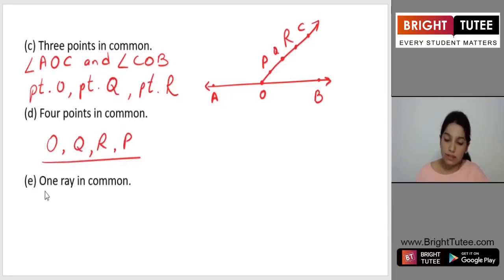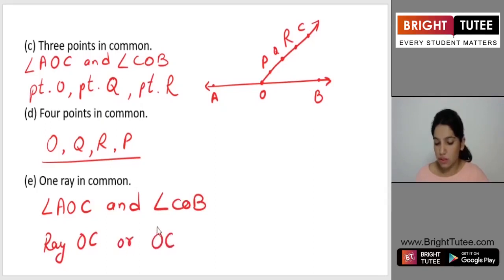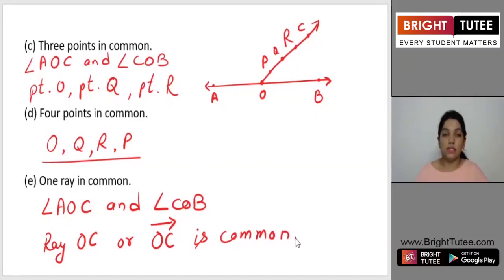Now in the last part it says that we need to write one ray which is common between the two angles. So again in angle AOC and in angle COB, ray OC, or how we can write a ray is OC with a small bar with a little arrow. This ray OC is common. So this particular ray is common between these two angles.